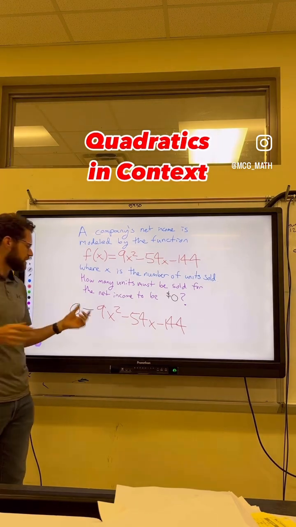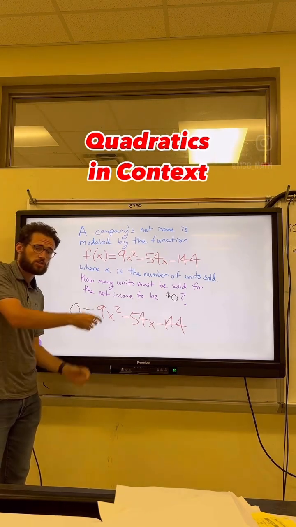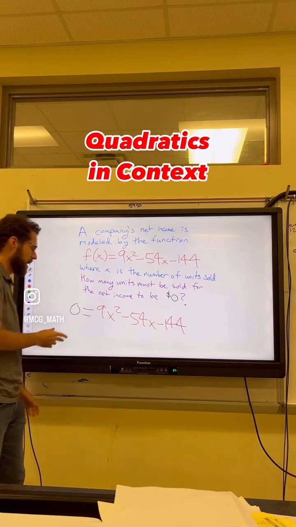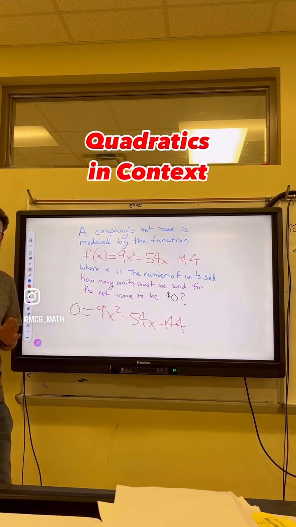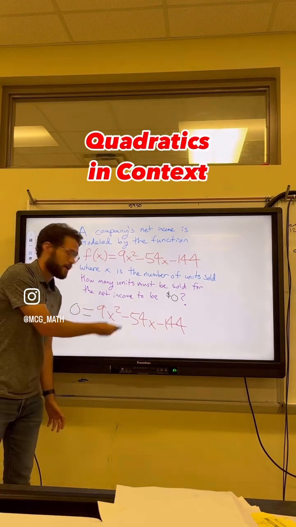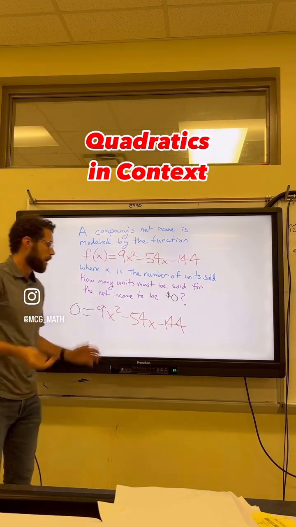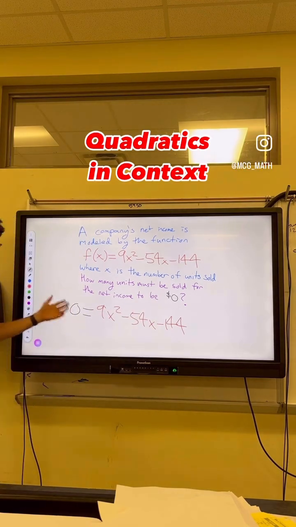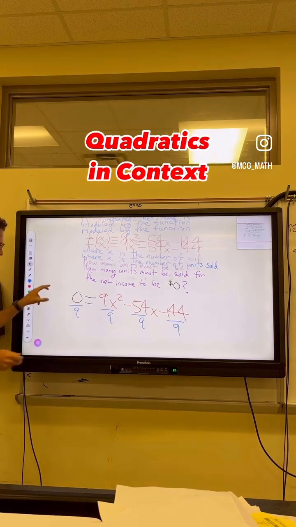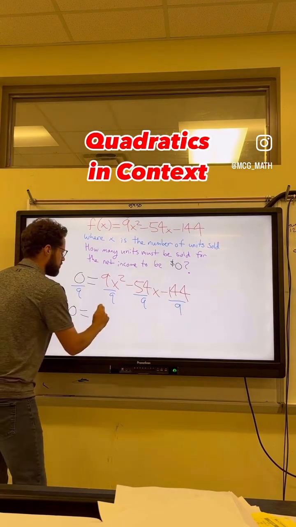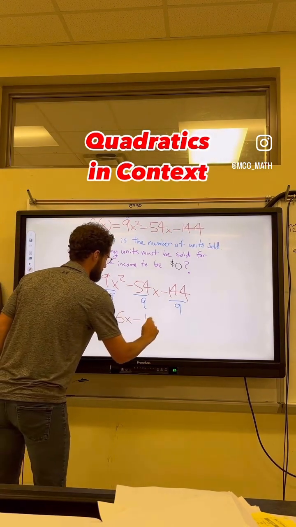So I'm going to start by seeing if I can pull out a greatest common factor so that my a term is 1 instead of 9. In this case, it looks like all the coefficients are multiples of 9. We have 9 times 1, 9 times 6, and 9 times 16. So I'm just going to divide everything by 9, including the 0. And that's going to leave me with 0 equals x squared minus 6x minus 16.